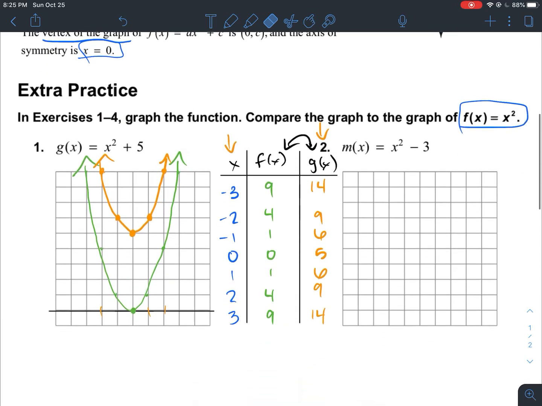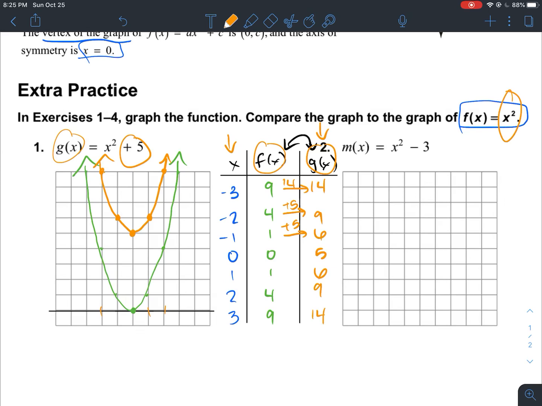So notice here though, what's the difference between the outputs of f of x and the outputs of g of x? Well, you see here that g of x are 5 greater, not 5 times greater, but you're adding 5. 1 plus 5 is equal to 6, right? 4 plus 5 is equal to 9. 9 plus 5 is equal to 14. So whenever we're adding outputs to a function, we're adding to the outputs of f of x, which is the parent function.